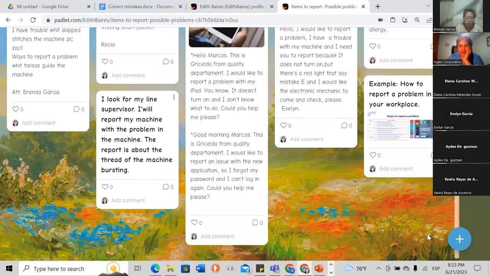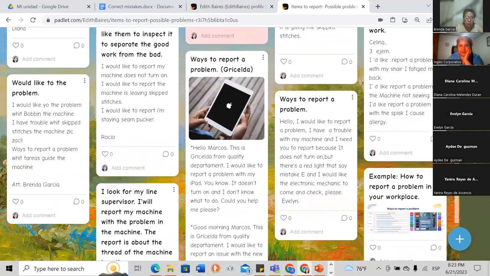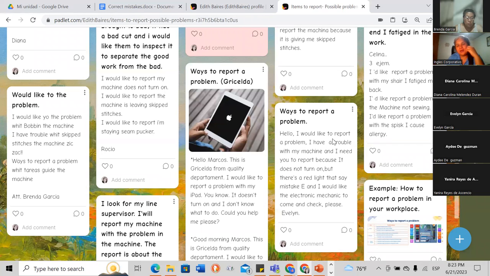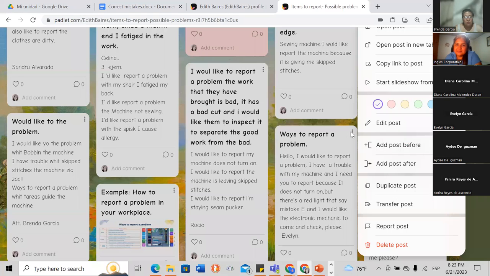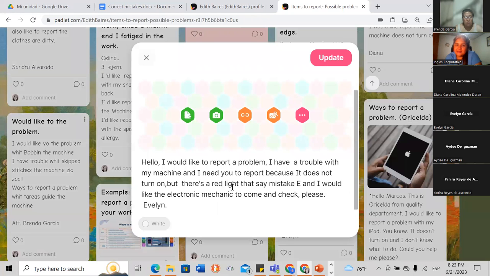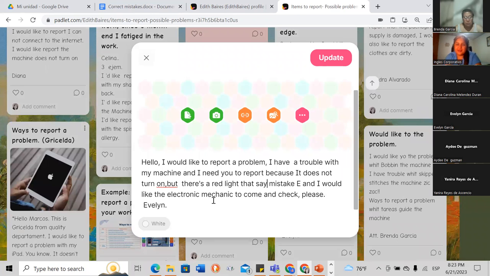The one Griselda made. Okay, let me read this one. But the ones without a name I won't read. Put a name on it. Evelyn says, hello, I'd like to report a problem. I have a trouble with my machine and I need to report because it doesn't turn on. But there is a red light that says, okay, here you are missing an S, Evelyn, because we are talking about present tense, about an object, so it refers to it, third person. That says, in quotes, mistake.